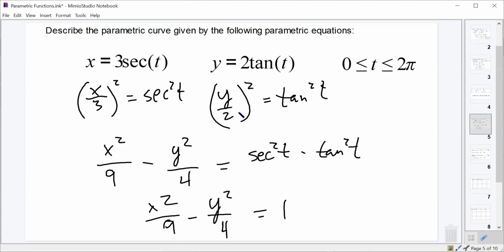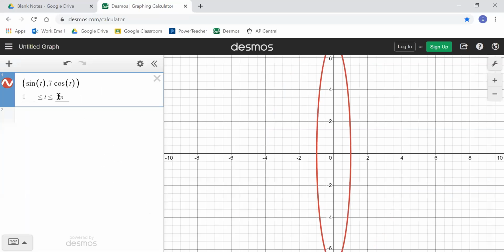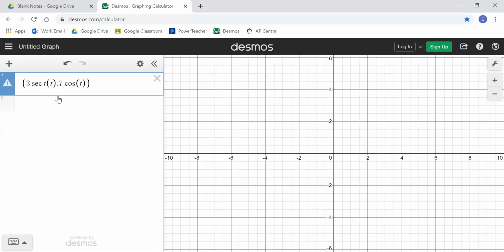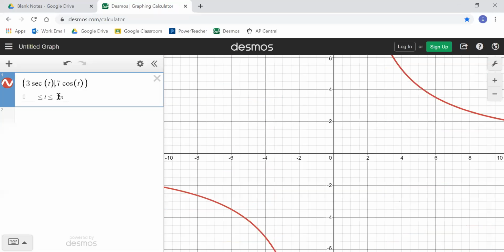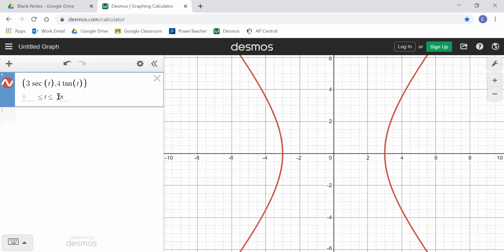So if we go back into Desmos and take a look at this, what do we have? We had 3 secant t, is that right? And we had 4 tangent t, I think. And there's your hyperbola.